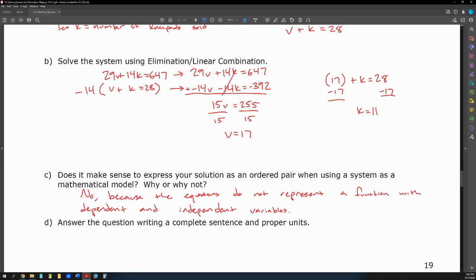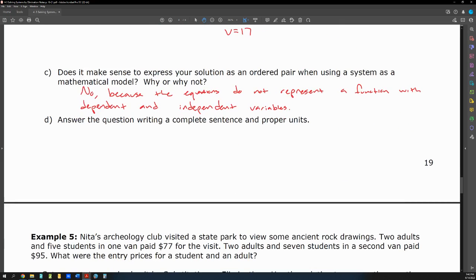Or in other words, the number of knee pads sold does not depend on the number of volleyballs sold, and vice versa. The number of volleyballs sold does not depend on the number of knee pads sold. They are both independent of one another. So let's go ahead and answer the question.